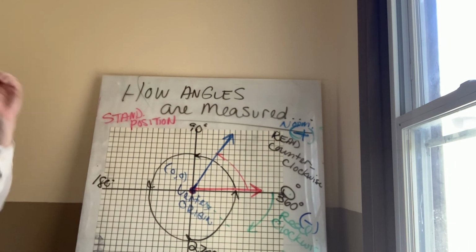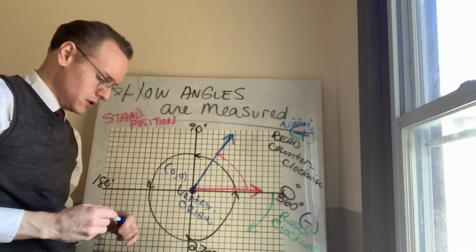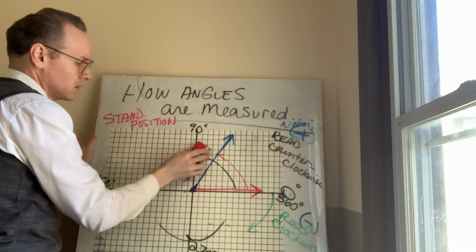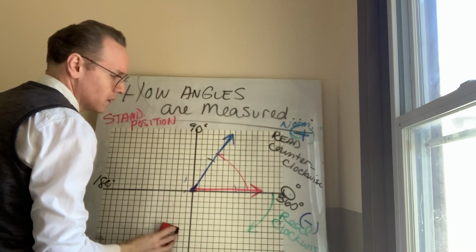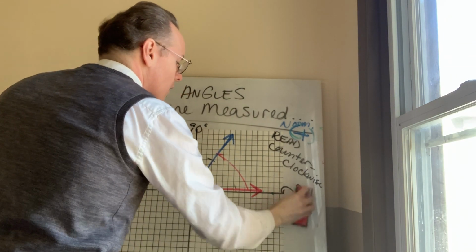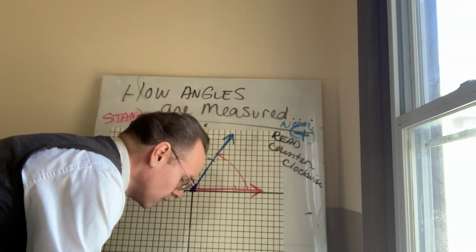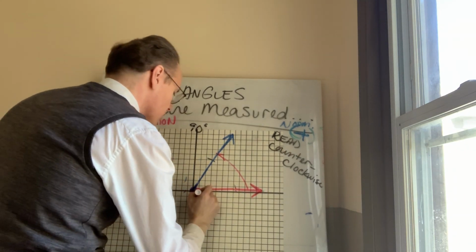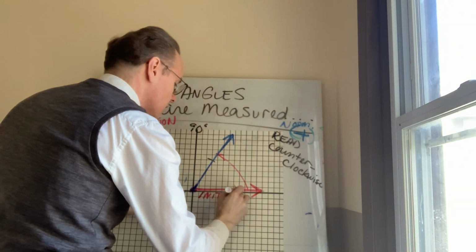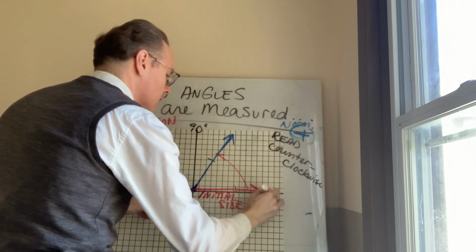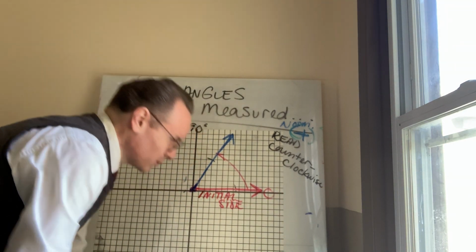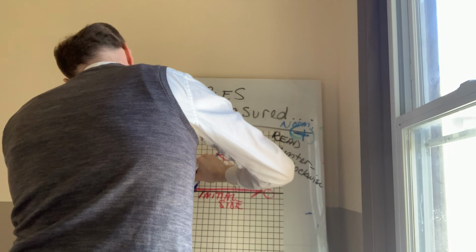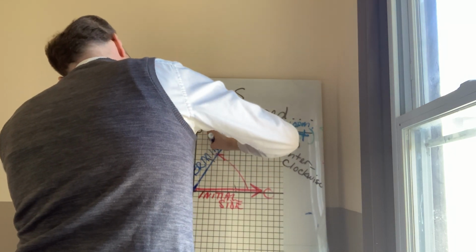There are names for these particular rays that make up the angle. The side that is running along the x-axis is referred to as the initial side. And the side where you actually read the angle, if this was up against a protractor, is referred to as the terminal side.